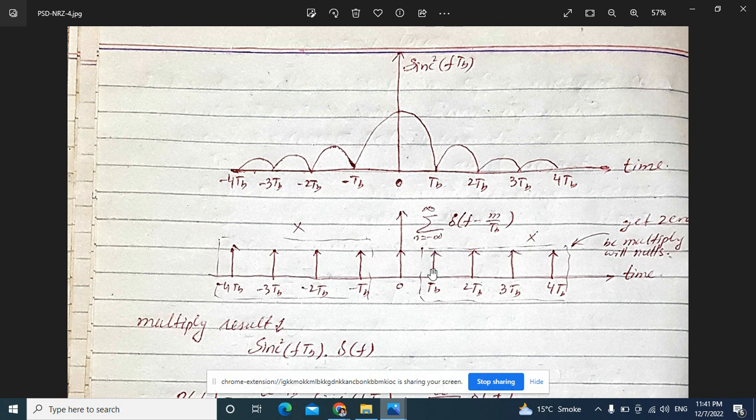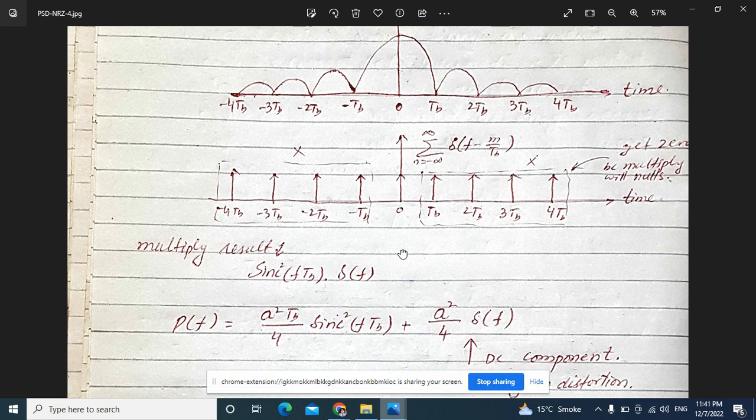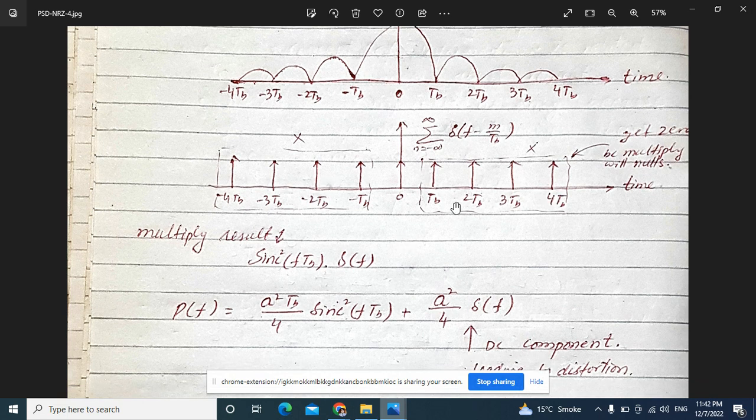So you can see at each Tb, 2 Tb, 3 Tb, and 4 Tb, you are getting some amplitude, but these amplitudes are multiplying with the null values of this sinc function. So if it is multiplied with the null values, it means that this whole portion and this whole portion from minus Tb to minus 4 Tb, they are cancelled out. Only you have this term. So if you multiply that with this, you will end up with this function only: sin square f Tb multiplied by the delta function at f.